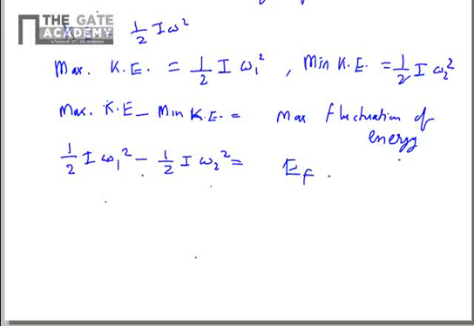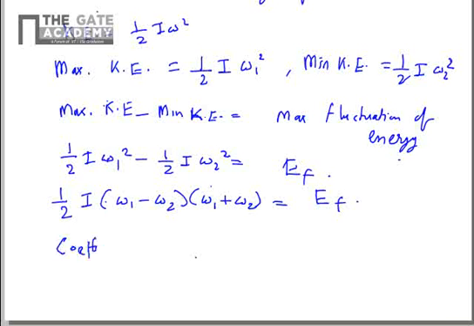Now in this calculation, we take half I outside. We'll have omega 1 square minus omega 2 square, which can be decomposed as omega 1 minus omega 2 multiplied by omega 1 plus omega 2, because a square minus b square is a minus b multiplied by a plus b.